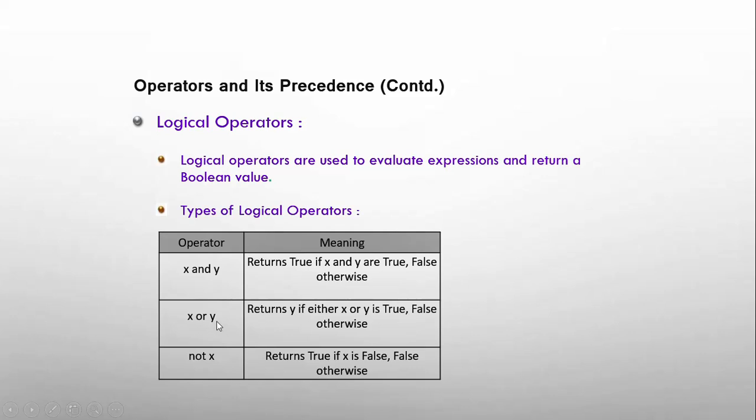Or means both, or anyone, a or b. It is optional. Return true if either x or y is true, false otherwise. Not x: return true if x is false, okay, false otherwise.